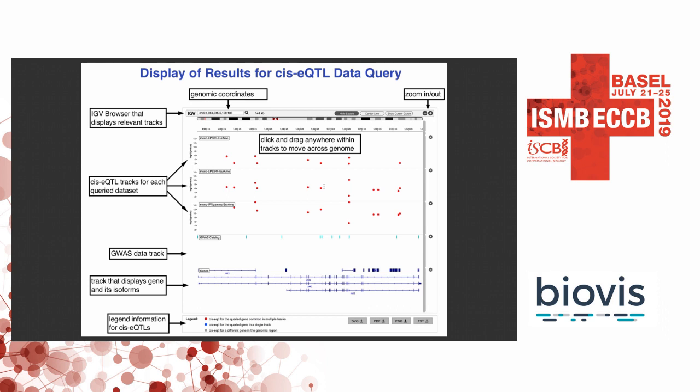And we have the tracks for the cis-eQTLs within the IGV browser, and every eQTL is a dot that you see. If it's only within one study and not shared among different studies, it's in blue, and if it's shared, it's in red here. These eQTLs are all seen in multiple different study types. The GWAS catalog is here, and then the different isoforms of the gene, and here you have the legend of the information. You can zoom in and out and look at the different regions of the gene.